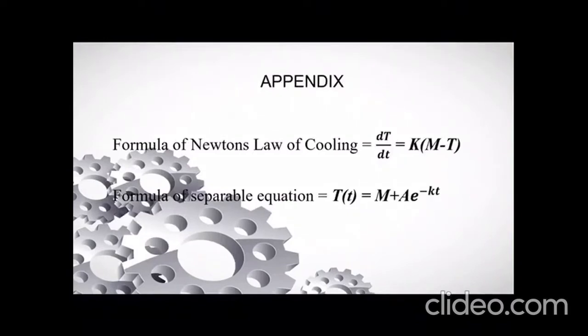Appendix. In this question, we just use two equations to solve this question, which are the formula of Newton's law of cooling and the formula of the separable equation. For the formula of Newton's law of cooling, the equation is dT/dt equals k(M - T). And the formula of the separable equation is T(t) equals M plus A exponential negative kt.